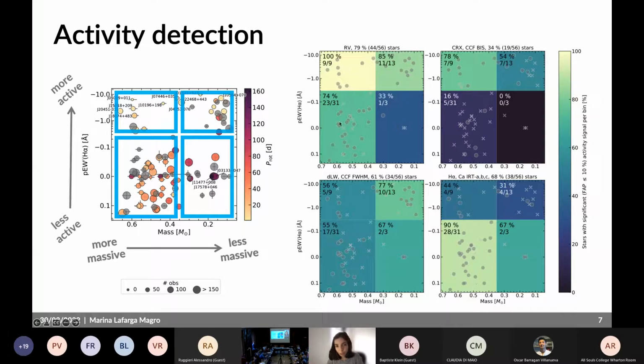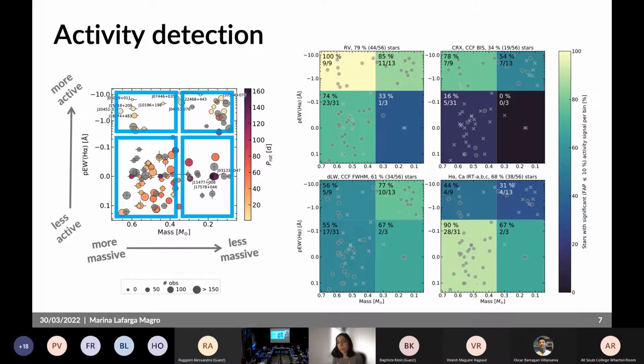The points and crosses that you can see around here in gray are the different stars of the sample. The bins that you see here are the same bins as on the left. So depending on how massive and how active the stars are, I've just grouped them into four. And then the color of each bin tells you how many stars in that specific bin show a signal that we can attribute to activity. So light colors mean that most of the stars show a signal, and dark colors mean that almost none of the stars show a signal. And I have four plots for four different categories of activity indicators.